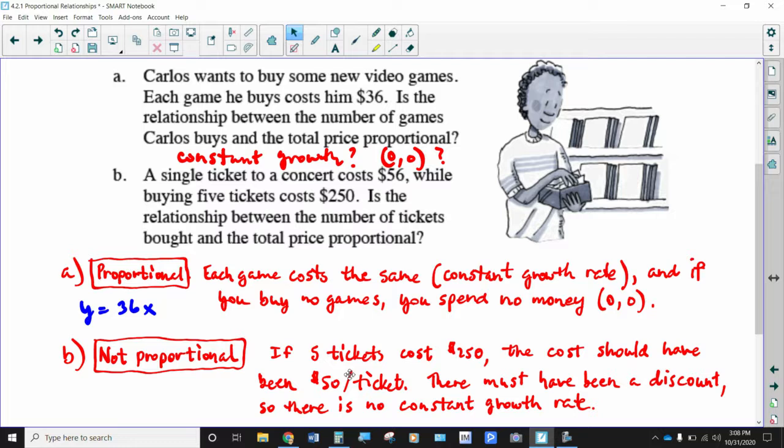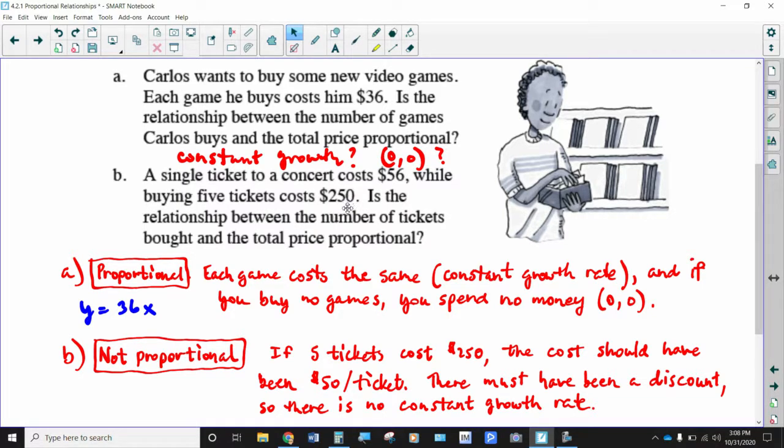So while (0, 0) does appear to apply here, because if you buy no tickets, you spend no money, it's the constant growth rate that's the issue. Five tickets cost $250. The unit rate should have been $50 per ticket, and if that's what they said here, then we would have said, yes, this is proportional. But it's supposed to be 56, so there must have been some kind of a discount along the way. So that means that there's no constant growth rate, so there'd be no way for us to create a proportional rule to figure out the pricing. They've obviously given an incentive to buy more tickets by lowering the price a little bit.